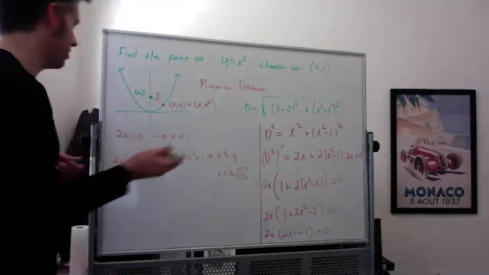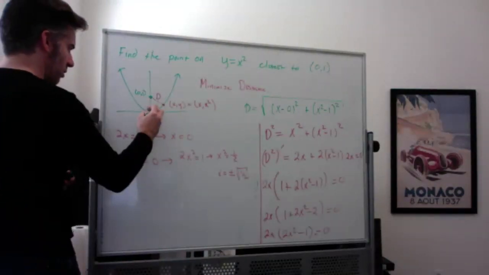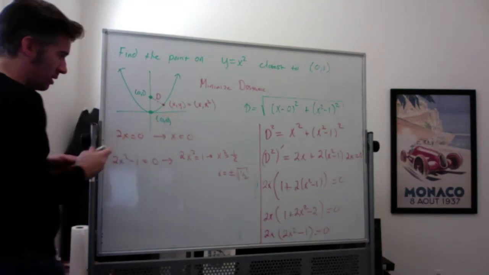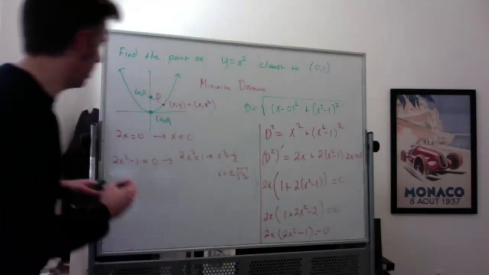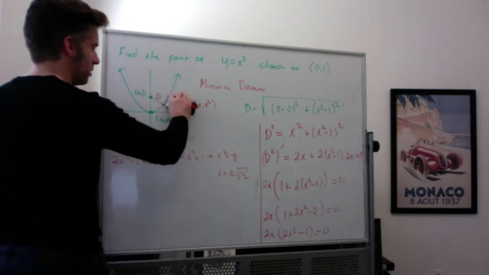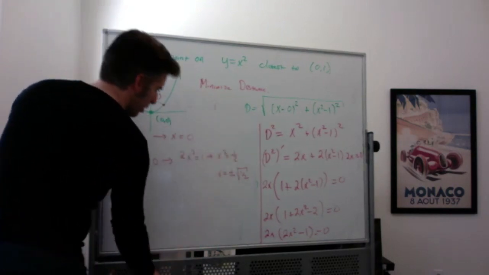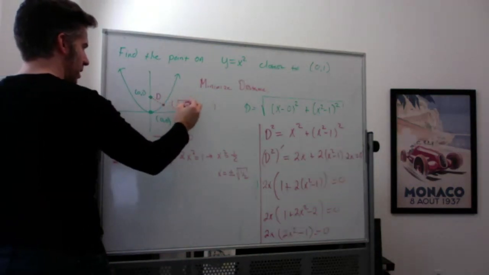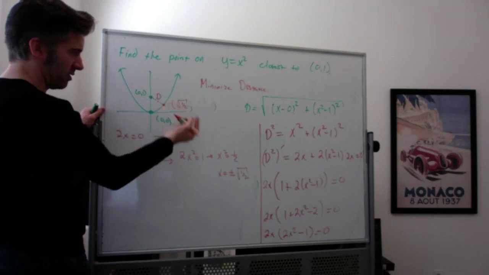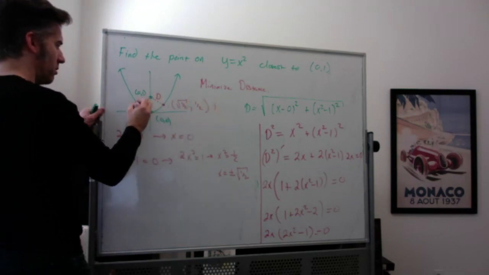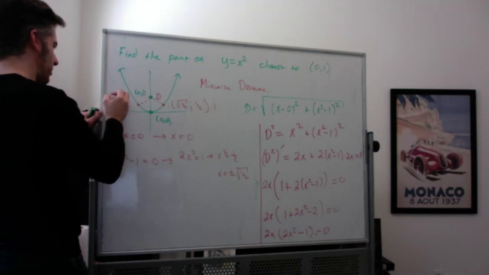It could be the point 0, 0, or it could be the point, let's see, well, there's actually 2 points, right? x is the positive square root of 1/2, and y is x squared, and the square root of something squared is just 1/2. Or it could be the one over here. It could be negative square root of 1/2, comma 1/2.